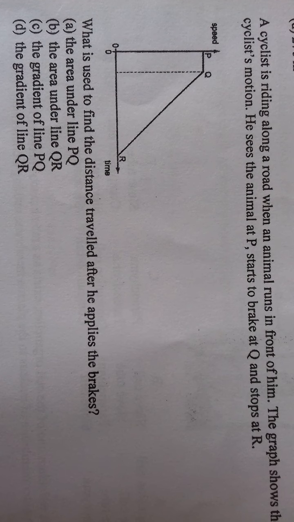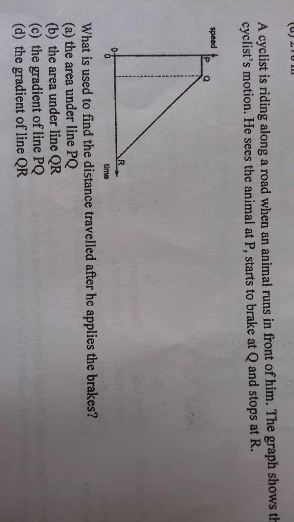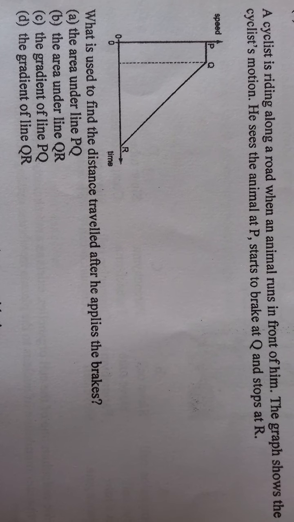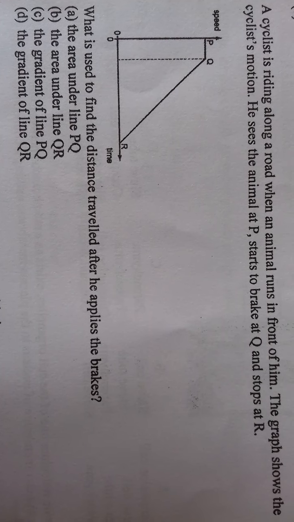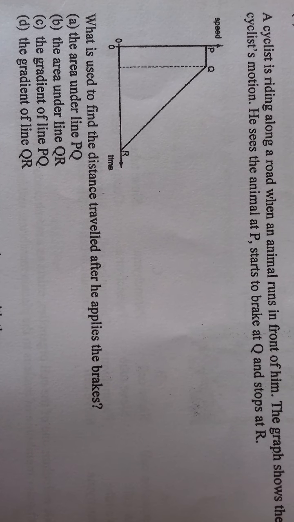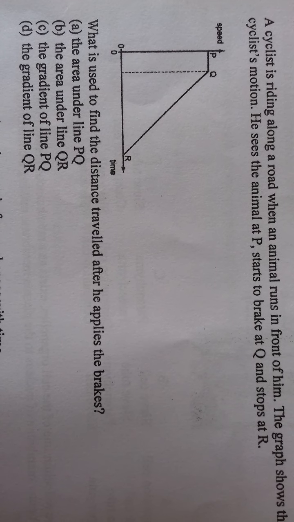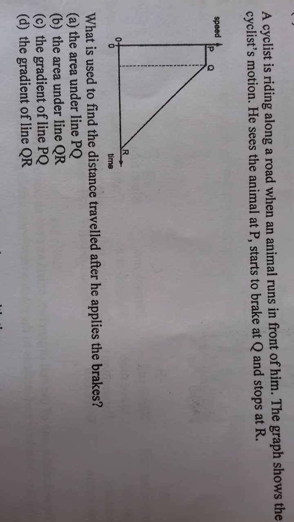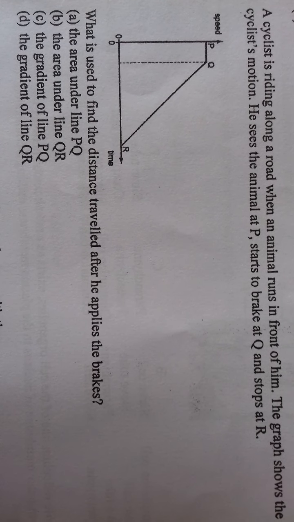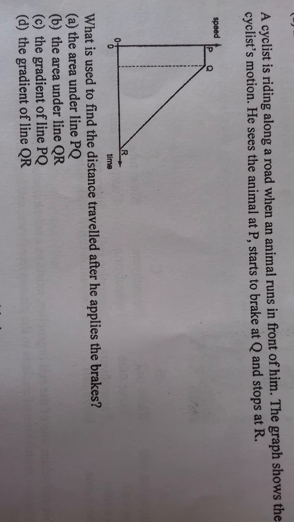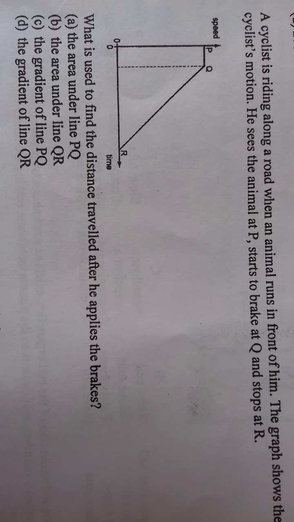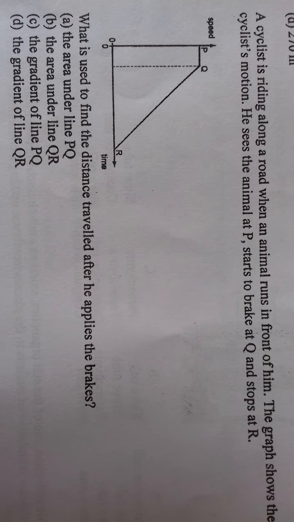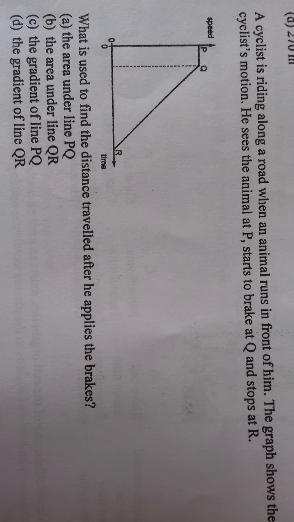So when you look at the graph, it is a speed time graph and we can easily see PQ part. At P he sees the animal and from P to Q it is a straight line parallel to time axis, which means that cyclist is moving with uniform speed. At Q he applies the brakes and after Q we can see that it is a straight line inclined to time axis, which means motion is uniformly accelerated motion if we assume that the cyclist is moving along a straight line.